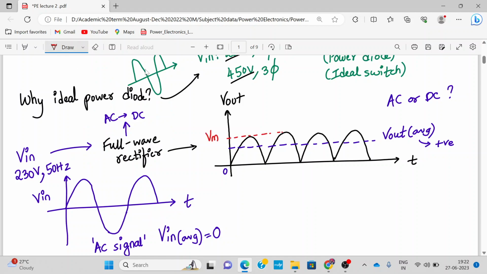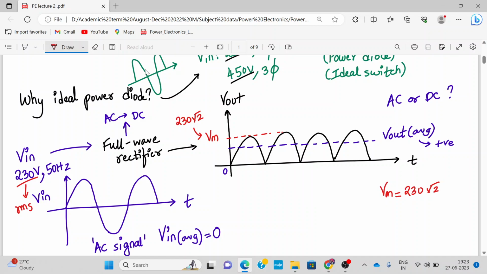So what is the relation between Vm and Vrms? This is the RMS value, 230 volts. So my peak value Vm will be Vrms into root 2. So that will be 230 into root 2. So this value over here, Vm, is basically 230 root 2. It's quite a large number, in fact. 230 into 1.414, so greater than 300 volts it will be.